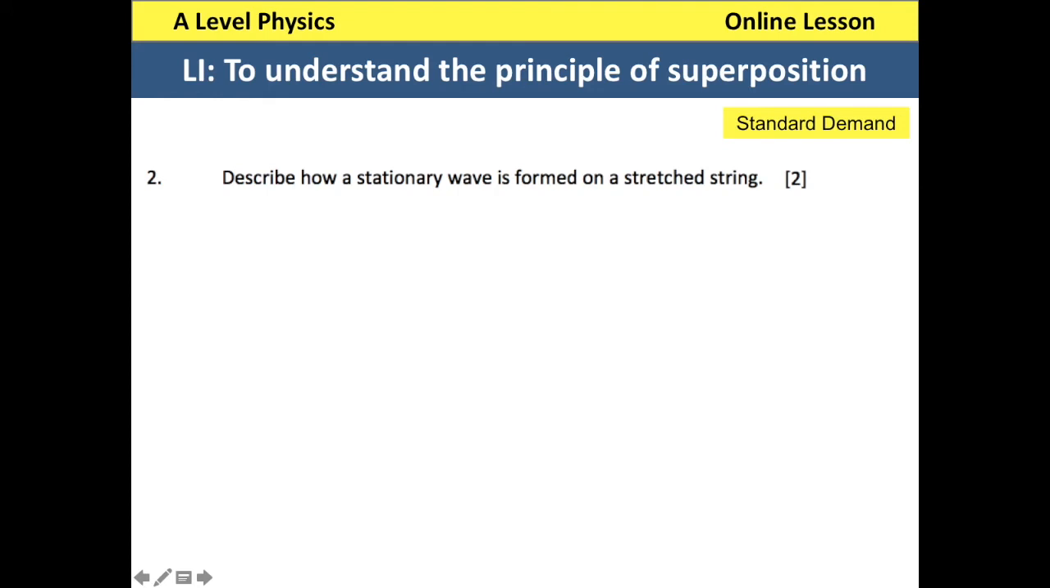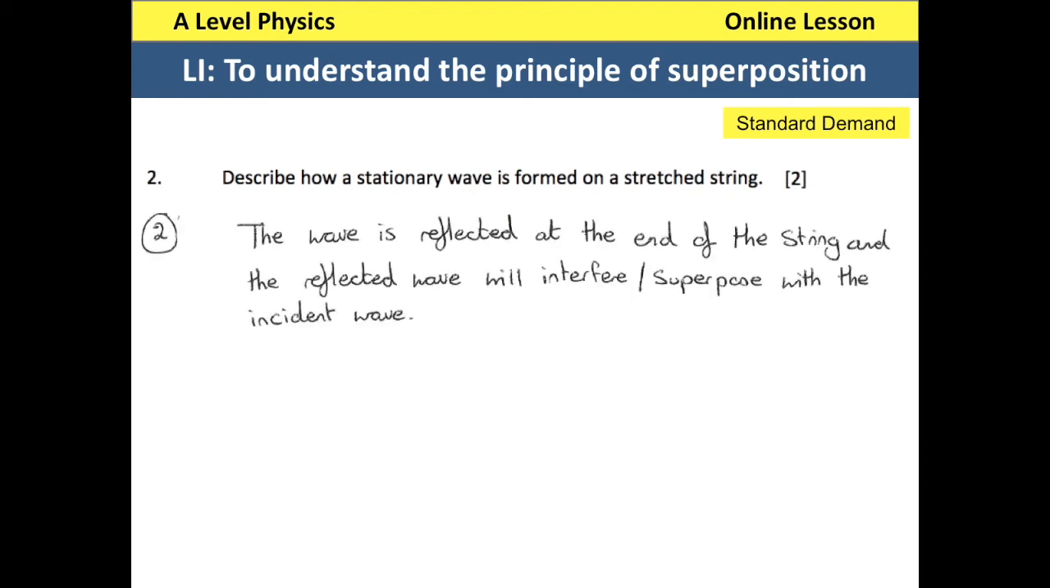Question 2. Describe how a stationary wave is formed on a stretched string. So this is only 2 marks, but it can be asked for more. But just to get 2 marks, we would say a wave is reflected at one end of a string, and then the reflected wave will interfere and superpose with the incident wave.